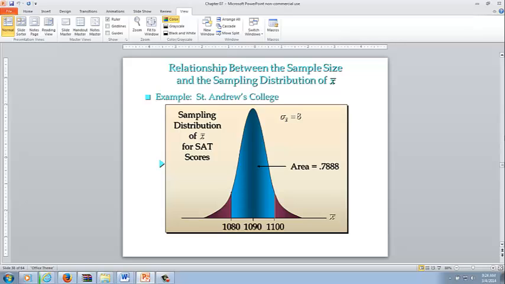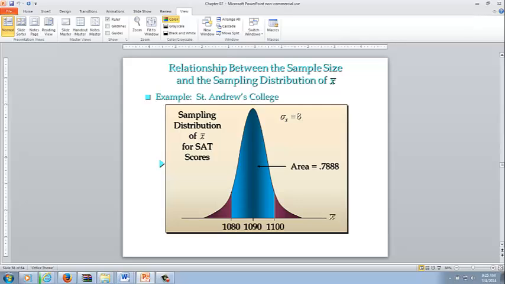Please play around with this. For instance, ask yourself this. Suppose we draw a random sample of 30. What is the probability that the sample mean will be between 1070 and 1110? Now try this problem. Suppose we draw a random sample of 100. What is the probability that the sample mean will again be between 1070 and 1110?